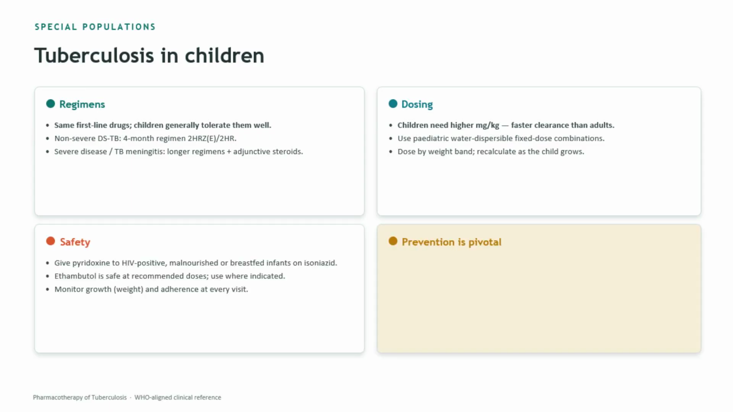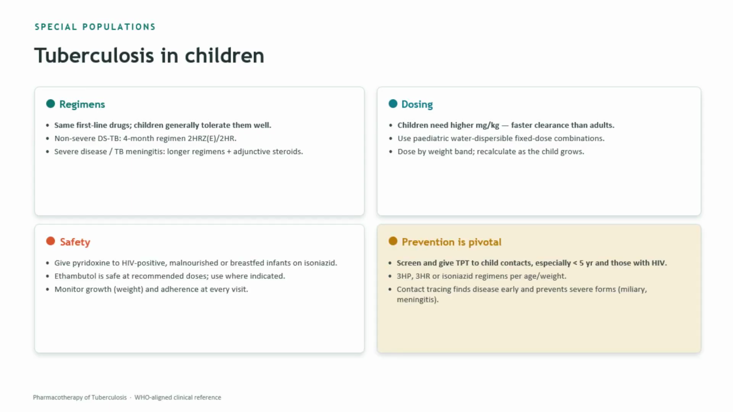TB in children, and the good news is they generally tolerate these drugs really well. Same first line agents. Non-severe disease gets that 4-month 2-HRZ/2-HR regimen, while severe disease and TB meningitis need longer courses plus adjunctive steroids.